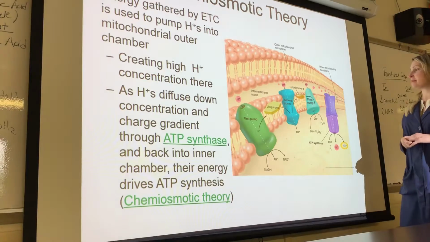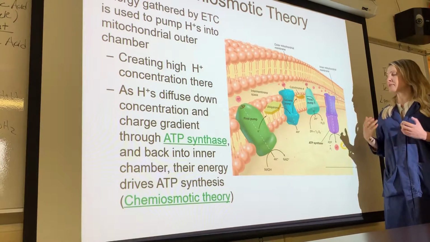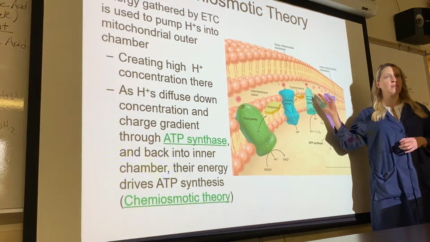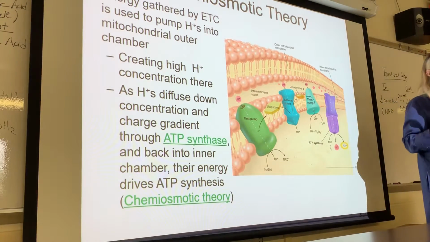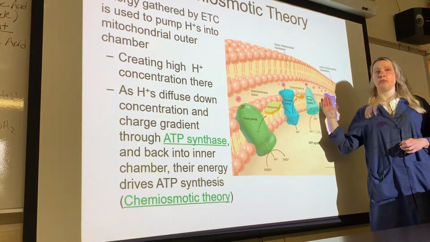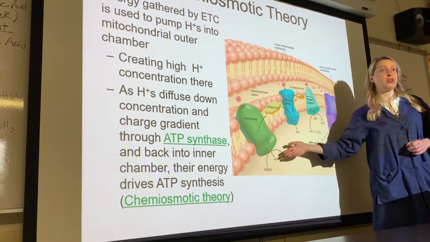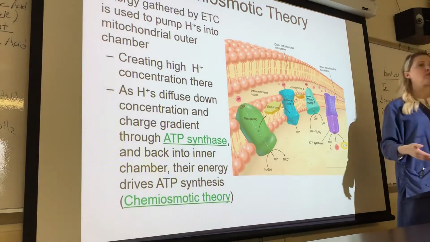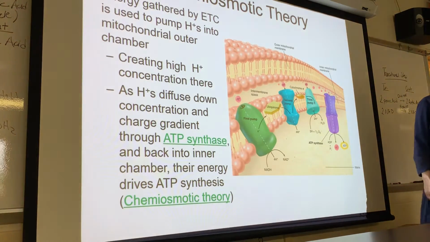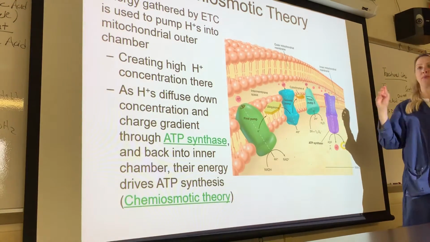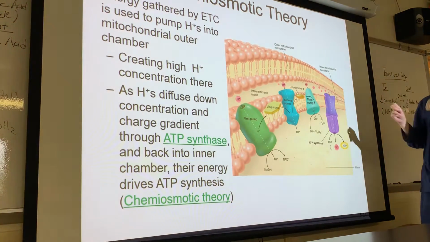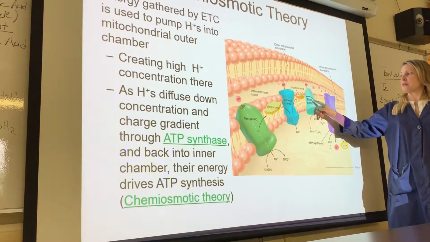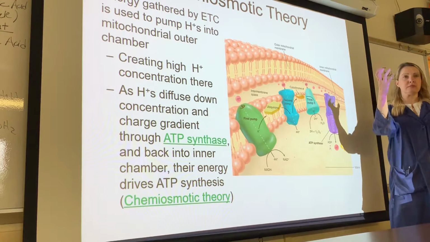Then what happens, the electron has to be picked up by something once it's done with the last pump. It has to be picked up by something. Otherwise, this electron transport chain would stop. It would back up and it would stop, and then it wouldn't be functional. And this is where oxygen comes in. Oxygen is what we call our final electron acceptor. When the electron is released from the third pump, oxygen is going to be there to catch it.